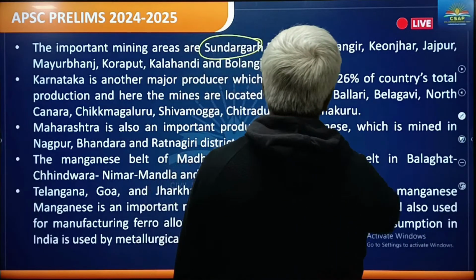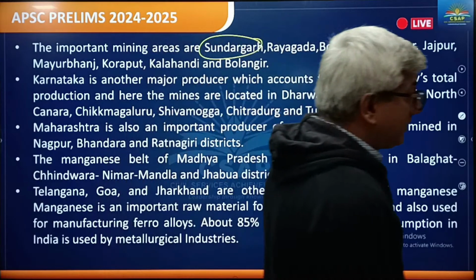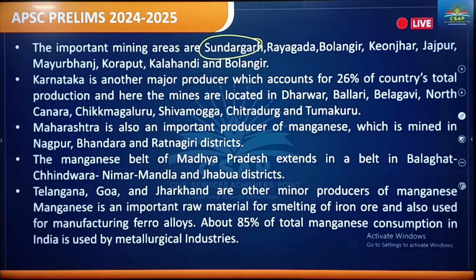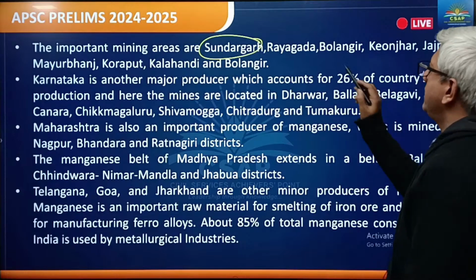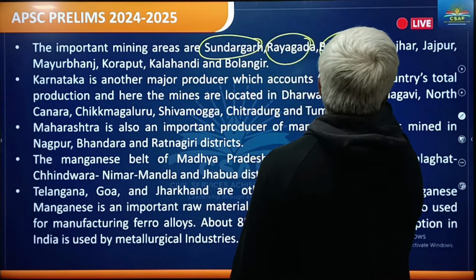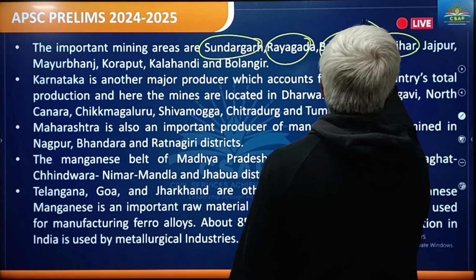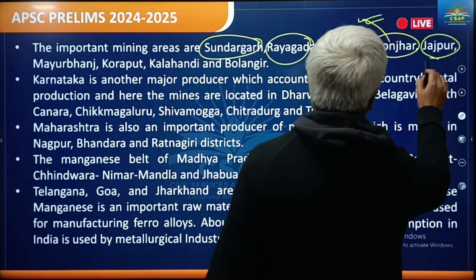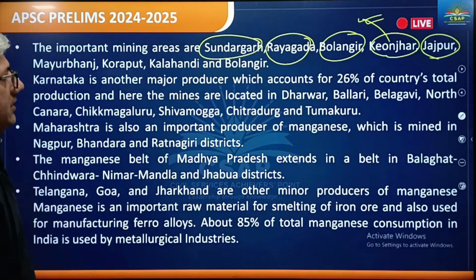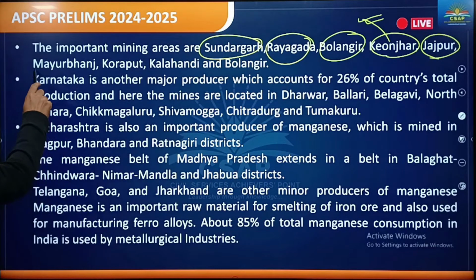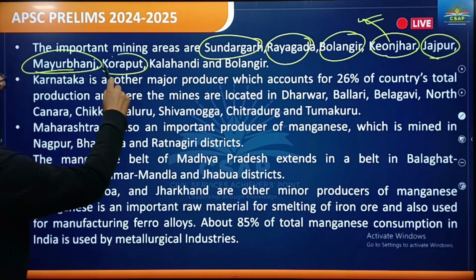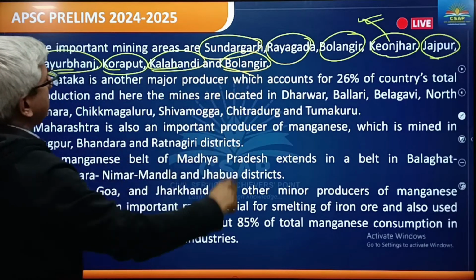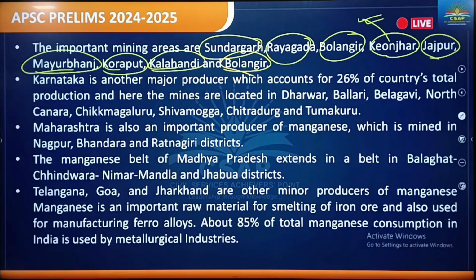Just go through these places, because in exams they often ask at least this much, and the names of places are asked many times. Sundargarh, Raigada, Bolangir, Keonjhar. Keonjhar is again very important. Jajpur in Odisha. Then Mayurbhanj district, Koraput, Kalahandi, and Bolangir. These are important districts of Odisha which are very rich in manganese.